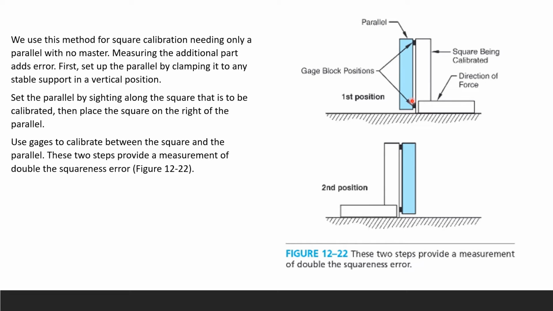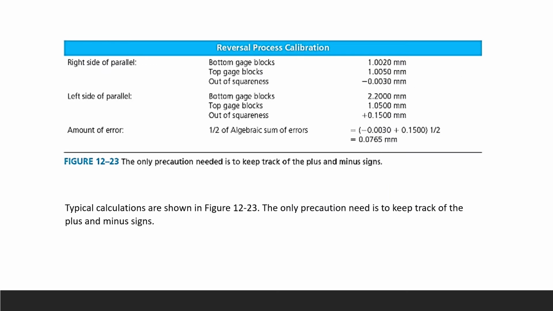And then we're going to use gauges to calibrate between the square and the parallel. Here are little gauges right there. I'm going to put two by two of the same height. And these two steps provide a measure of double the squareness error. So that is the reversible process calibration.